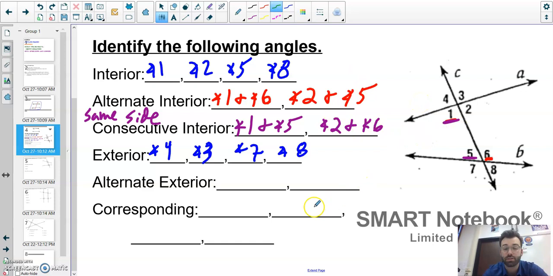Alternate exterior. Alright, so if I start with one of my exterior angles, I start with angle 4. Again, I'm going to jump across the transversal, number 1. Number 2, I can't have an adjacent angle, so it can't be 3. So as I jump across, I end at 8.